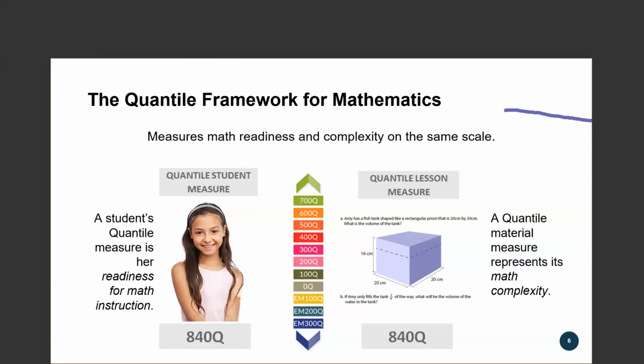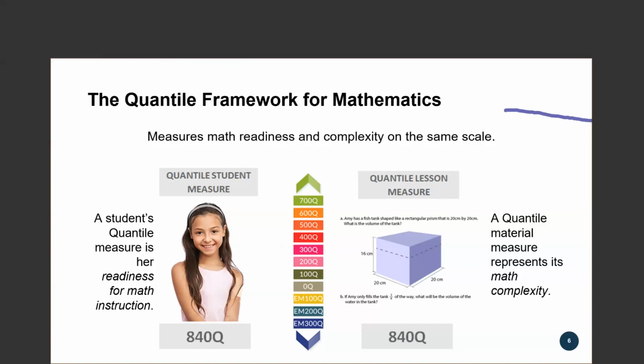And that last phrase is really, really key, because there is a distinction between the Lexile framework for reading and the Quantile framework for mathematics. And that is this. On the reading side, when we deal with Lexile measures, we are talking about independent reading, reading that a child can do without a teacher, without a family member or other adult helping assist that reading comprehension. Whereas on the mathematics side, with the Quantile framework, we're talking about readiness for instruction.